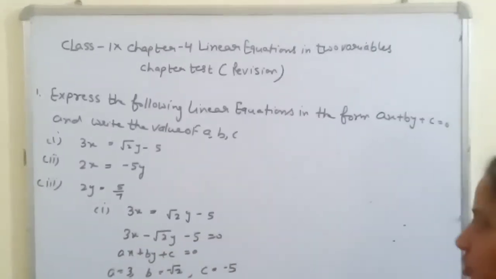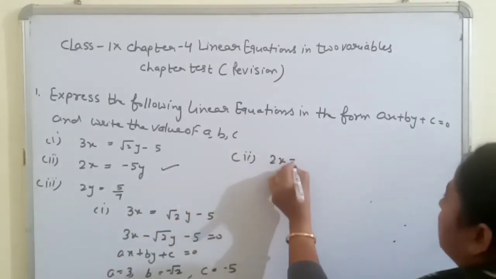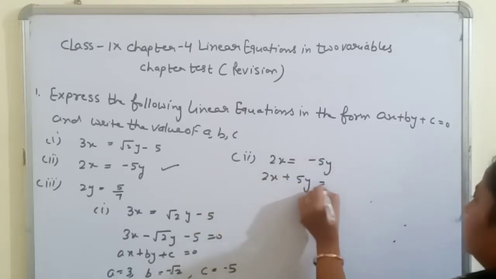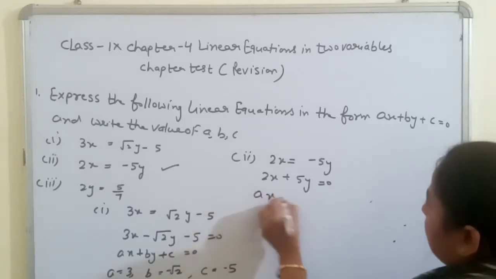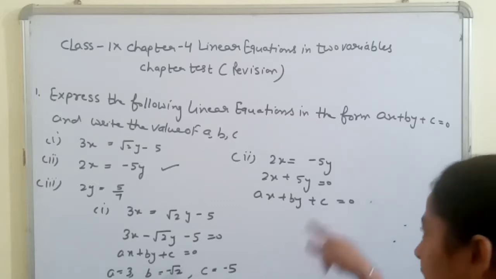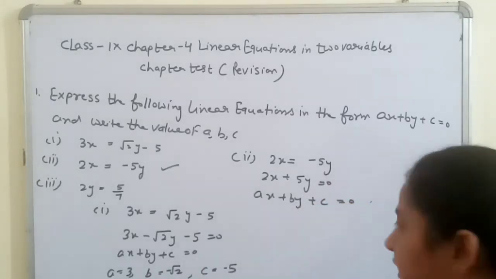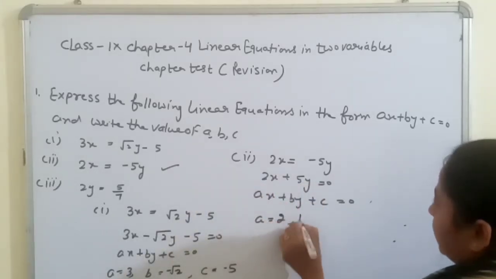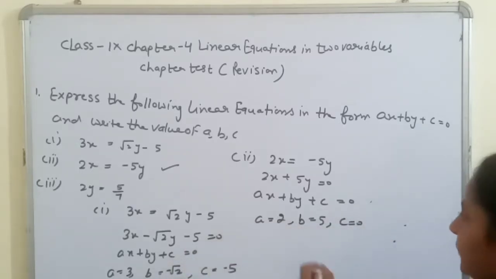This was question 1. In the same way we will do the second: 2x equal to minus 5y. So it will become 2x plus 5y equal to 0. When we compare it with ax plus by plus c, you can check one term is missing here, the constant term is not here. So a is 2, b is 5 and c is 0, the constant is 0.